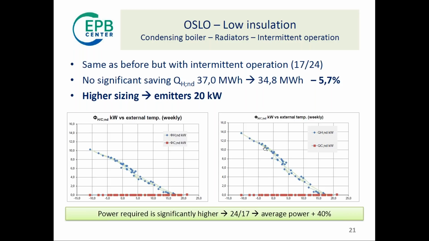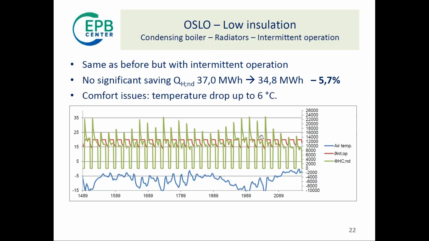So a side effect of the intermittent operation is that you have to oversize your system, and that's cost, that's energy embedded in your systems. So you need to size a system which is 40% more powerful. For a boiler in a small house, that's not an issue. For big buildings, that's different. And here you see, for example, what happens to the temperature with these assumptions, and you see that we took into account the fact that we have a limited available power.